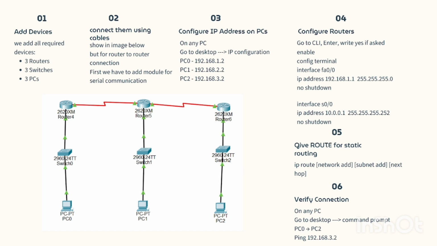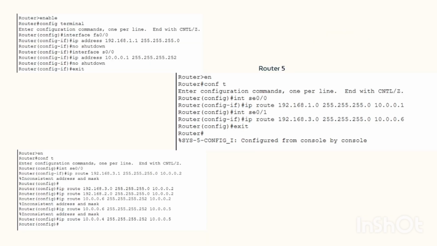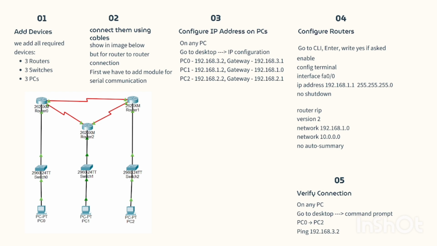At last we have to give routes for our static routing. This is given so that our router can know about other networks as well. To do so, we have to run a command, that is ip route. Then we have to give the network address, subnet mask, and address of our next hop. Once all these are done, then we can verify our connection. We can go on a PC. In command prompt, we have to run the ping command, and we have to give the address of the PC to which we are sending the packet.